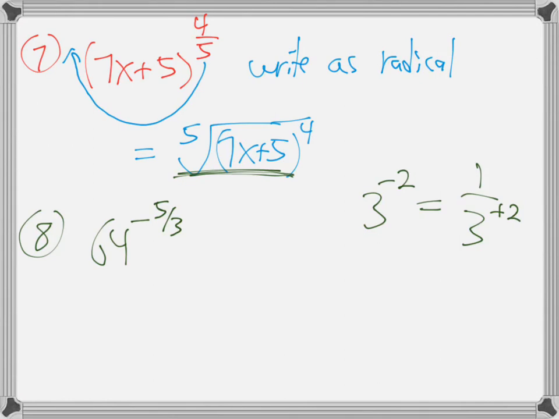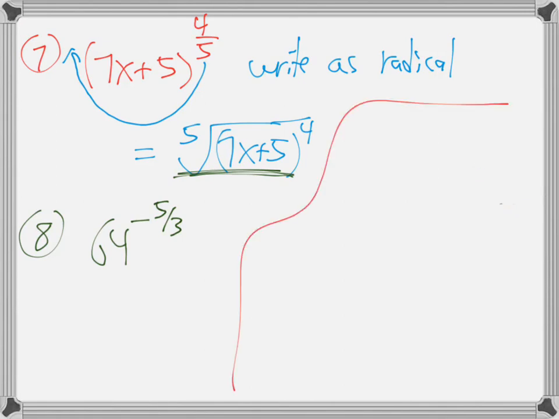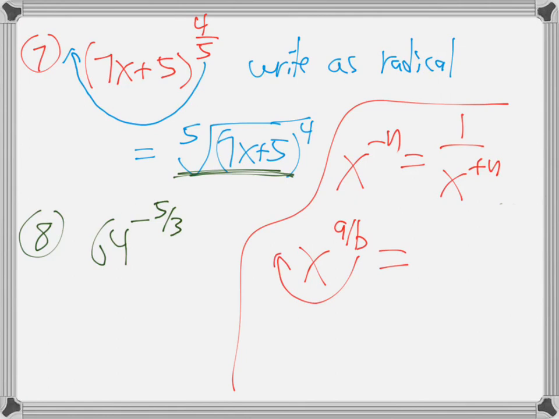So we have 2 rules going on now. Let me write them both for you, and then I'll put them up on the board too. X to the negative power flips to the bottom and then becomes positive. And x to the fraction power, the b swings around into the hook. So those are two different rules which are simple.